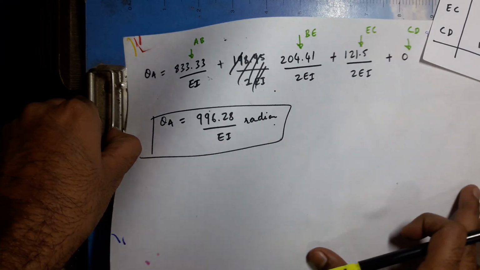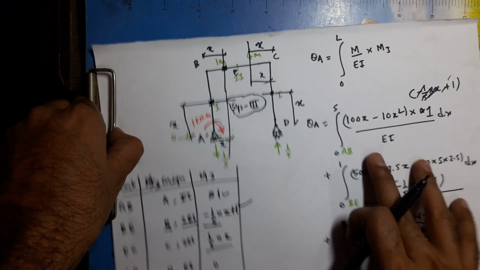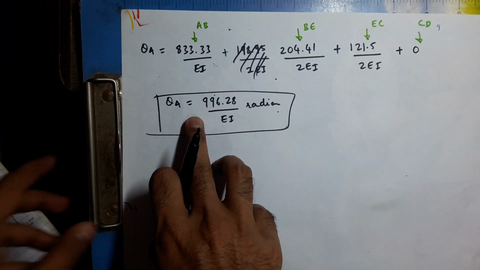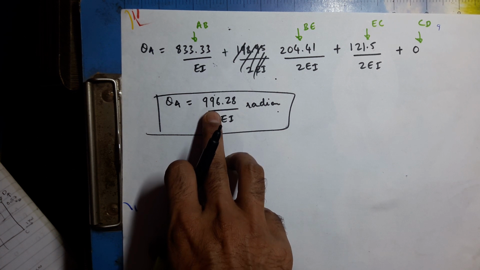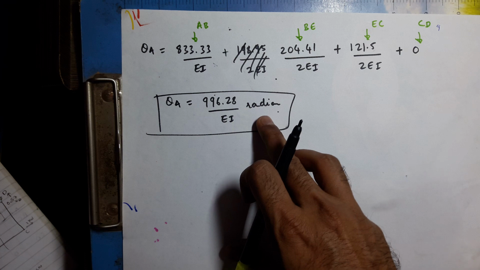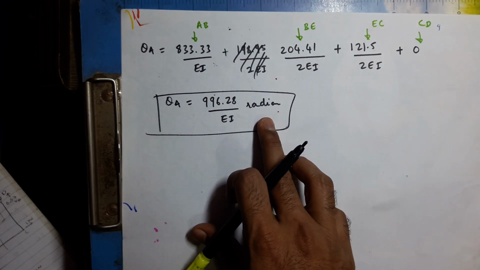When you solve this equation, you will get the answer: theta A is equal to 996.28 divided by EI, and the unit for slope will be radian.